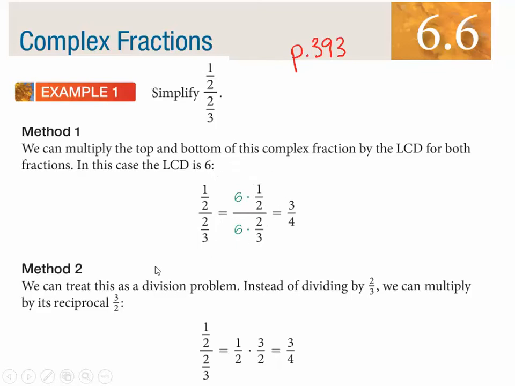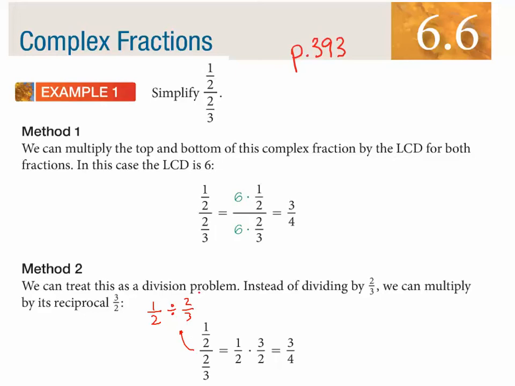The second method is where you really think about this. This means quotient, right? This means divide. So if it's 1/2 divided by 2/3, or maybe you even write it like this because I think you guys remember it this way: the quotient of 1/2 and 2/3, this also means 1/2 is being divided by 2/3. Everybody agreed there?